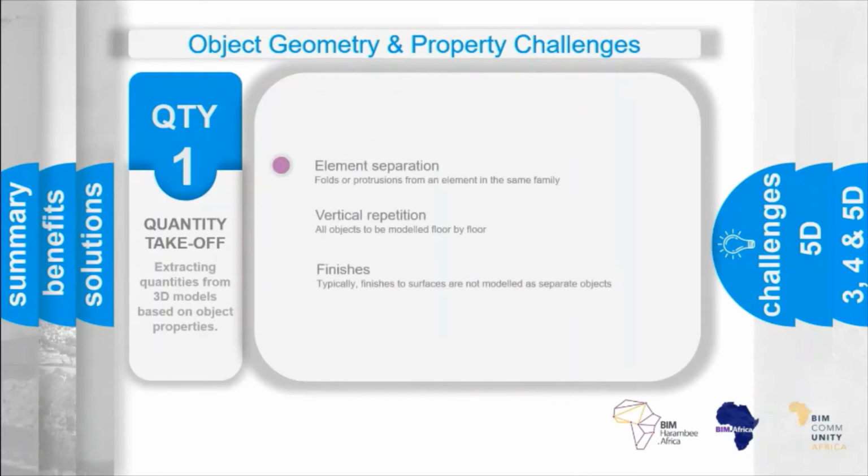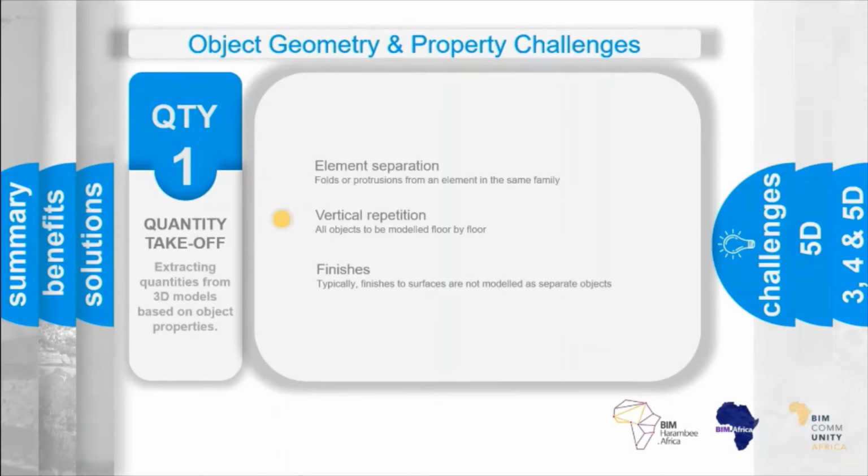Another item being elemental separation. This talks to elements forming folds or protrusions from an element within the same family, and we're saying that they should be modeled using different items. So by way of example, a column head or floor drops should be modeled separately, with the column head being modeled as a separate object from the balance of the floor or the slab. This is in order to make sure that the associated concrete and formwork can be quantified separately.